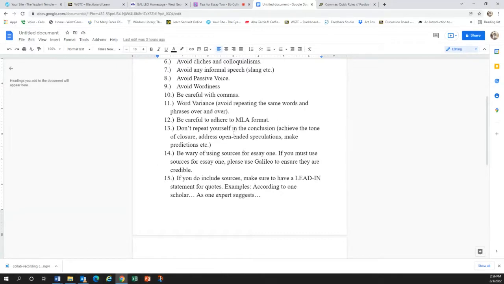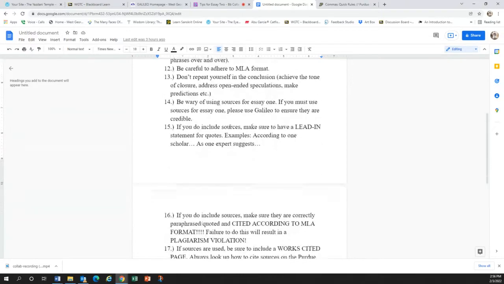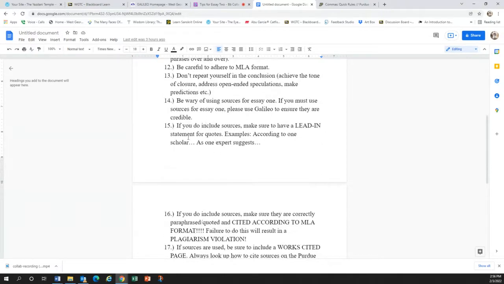Number 14, be wary of using sources. If you must use sources, use Galileo. I already said that. Number 15, if you do use sources, make sure to have a lead-in statement for your quotes. So a lot of times students will just put the quote and it'll just fall out of the sky into the essay. Boom, quote falls out of the sky.